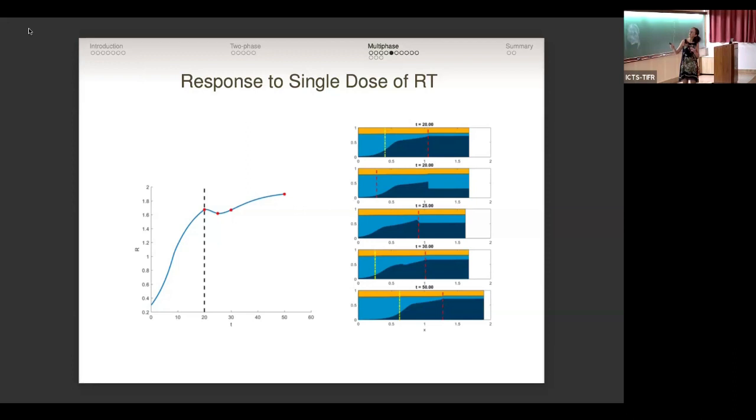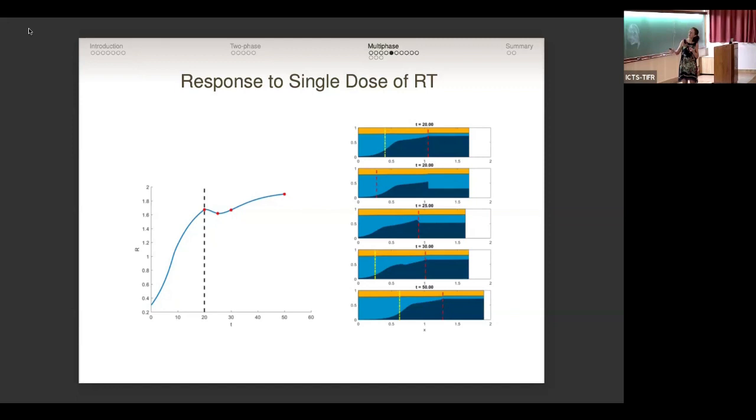This interface here is marking the transition to hypoxia. This interface is marking the transition to necrosis, cell death. So we come along, we irradiate, we preferentially hit these live cells, and we convert them to light blue material. And that's what's happening just here in a fairly obvious way. And then we watch how the system evolves over time.